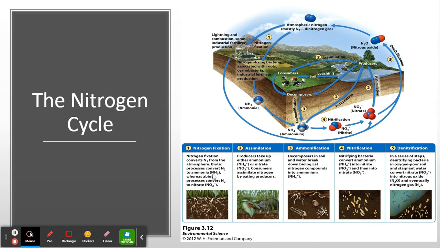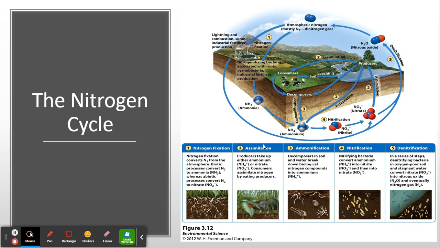Now, once that takes place, we can have producers take up those chemical compounds of nitrogen. So we see, right, that ammonia is in the form of NH3, or we have our nitrates in the form of NO3. So producers, via a process called assimilation, can now take that up in the form of ammonium, or NH4, or nitrates, that NO3. How might we obtain our nitrogen as consumers? We actually have to eat those plants.